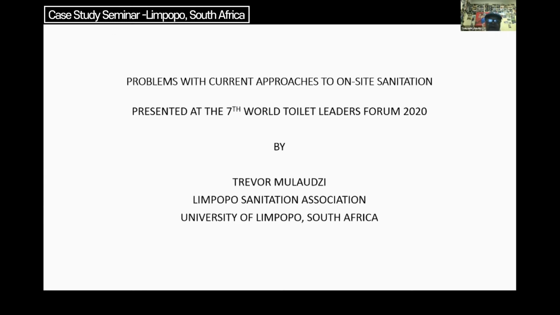Today I want to discuss the problems with current approaches to on-site sanitation as experienced in, for example, Baranuka High School in Phalaborwa, where things are not going well. It's because of these problems which I want to talk about. In 2016, together with some colleagues, we formed the Limpopo Sanitation Association, a group of concerned citizens, academics and members of the public whom we meet frequently to discuss all these challenges we're facing in our communities.